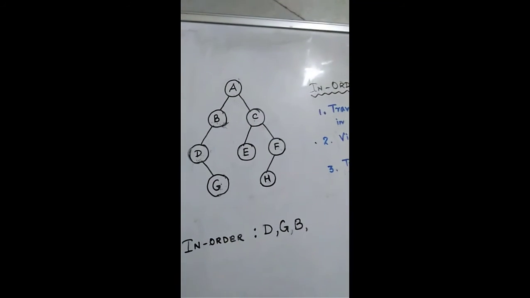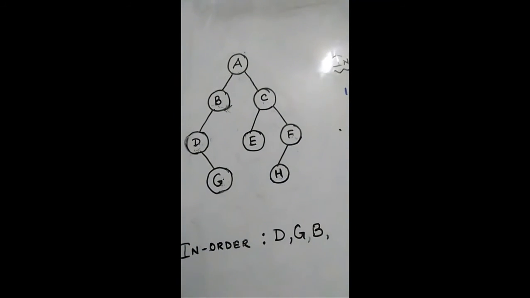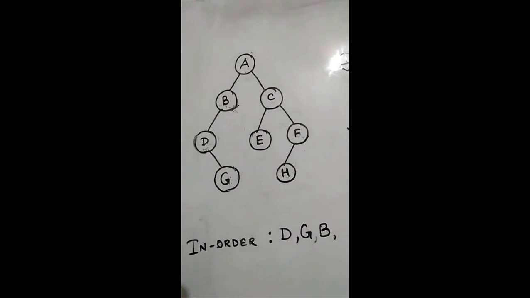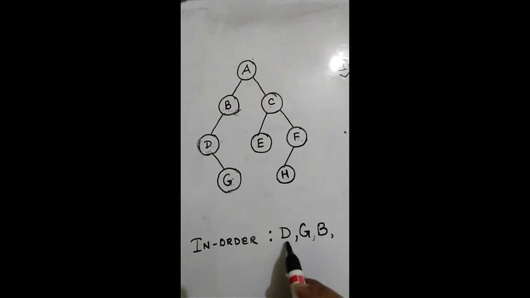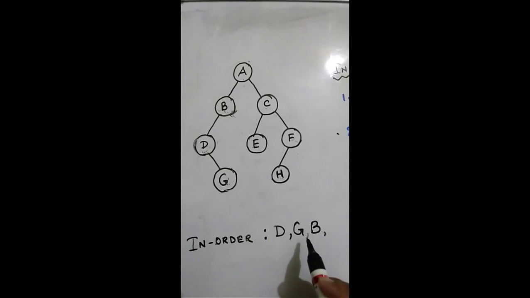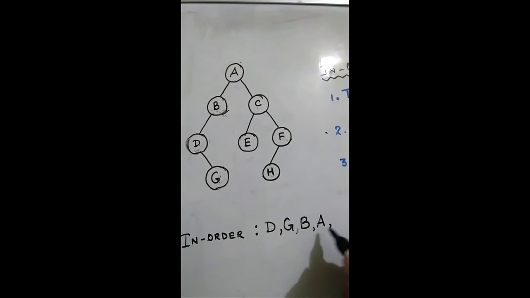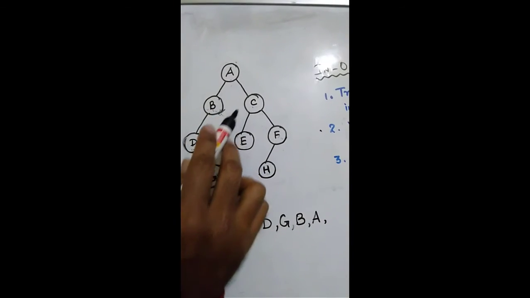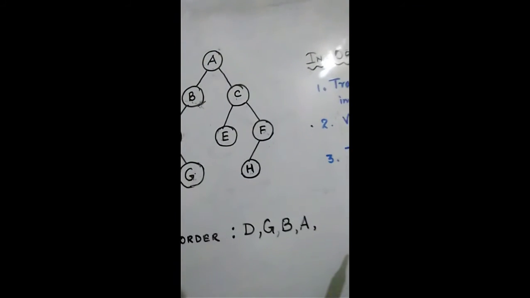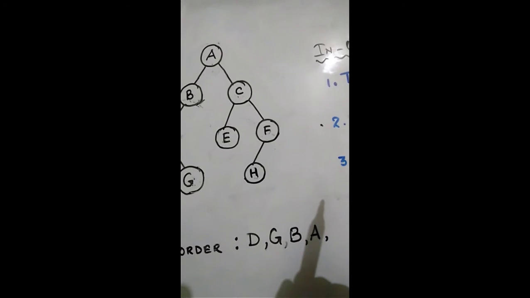Now for the whole binary tree, we have visited the left subtree B, D and G. We have visited the left part. Our next job is to visit the root. So after B we will visit the root A. Now we will move further towards the right subtree, and we will visit this right subtree in order.